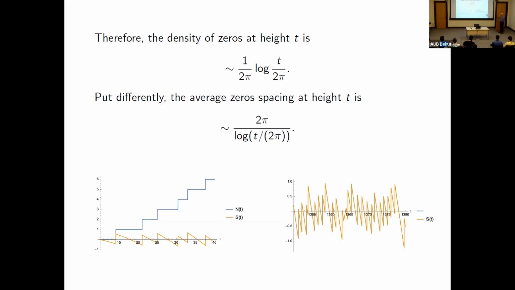And you can compare the shape of s of t at the beginning, right here, with the shape of it when you go higher. So here's what s of t looks like when you look around 1,355. And you can see that s of t is moving much faster because the zeros are getting denser. The spacing between them is getting smaller.